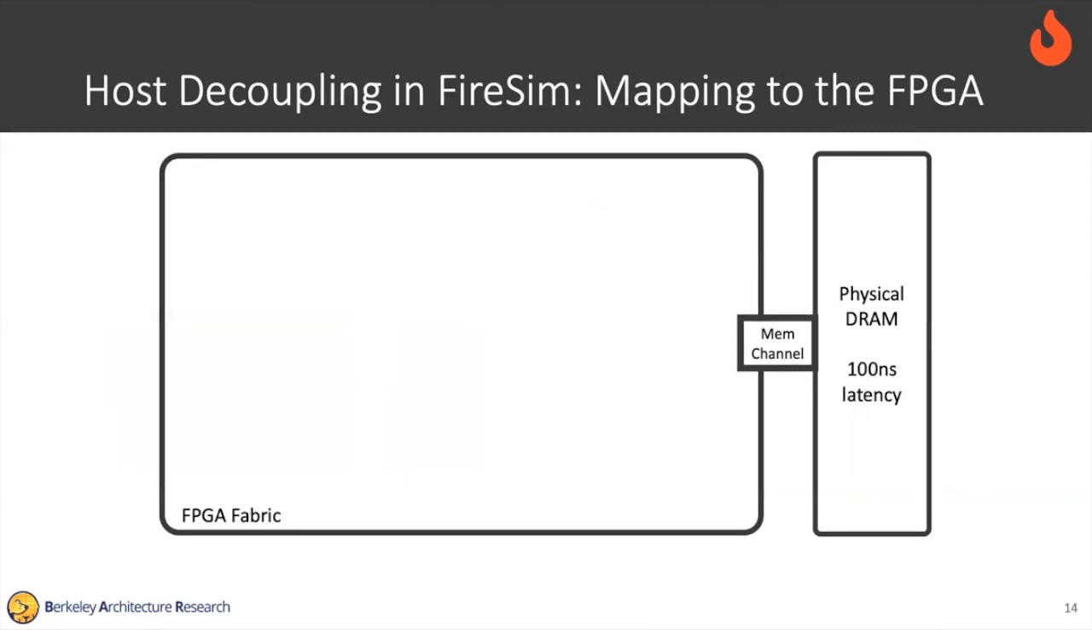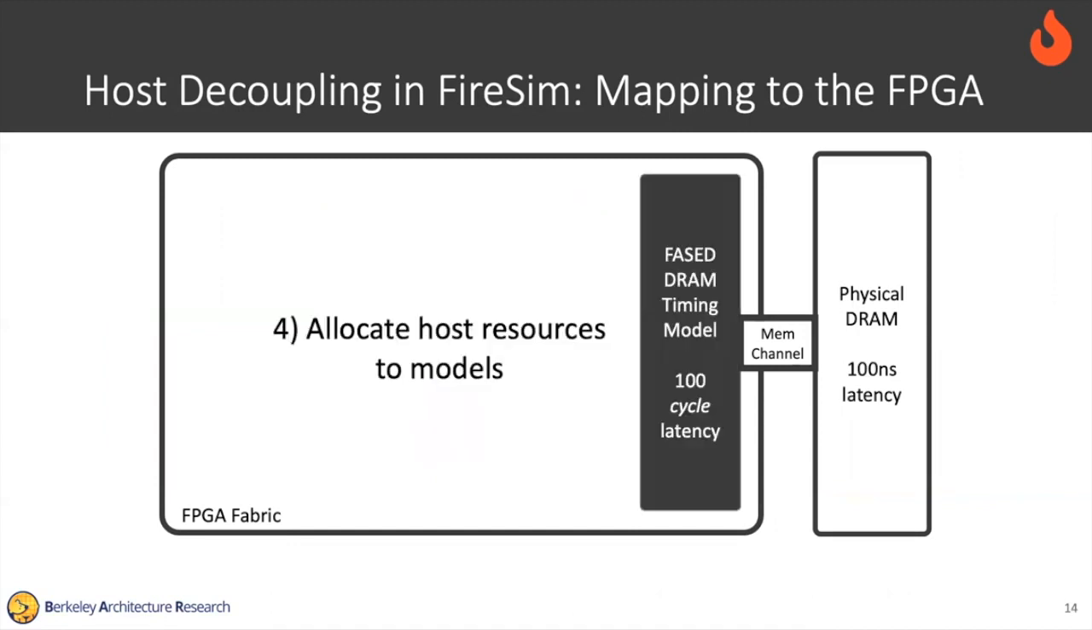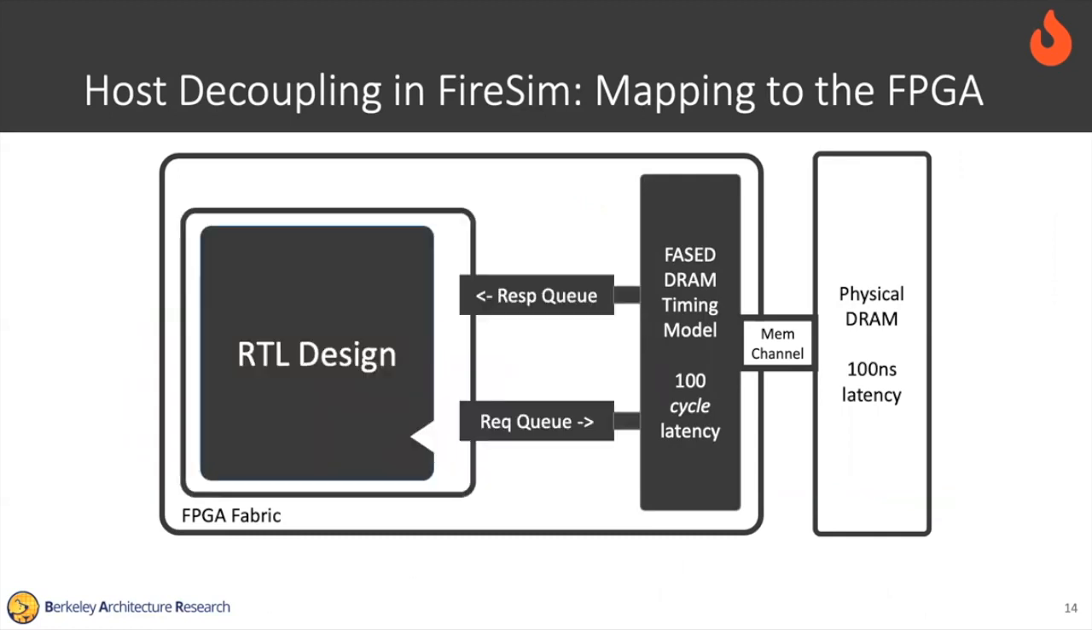So then we can map this onto an FPGA. You see the FPGA fabric. You see some physical DRAM attached to the FPGA fabric. We're going to allocate host resources to various models. So again, this timing model is synthesizable RTL that's sitting on the FPGA. And then we have our transformed RTL design sitting here with those queues I just talked about.